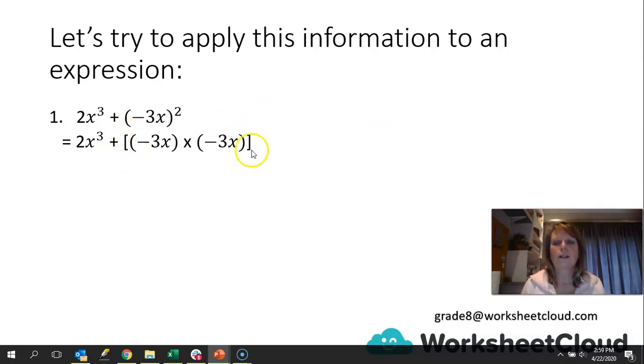I've just put the square brackets here to make sure it's differentiated from the other part of the expression. Minus 3x times minus 3x: a minus times a minus is a positive. 3 times 3 is 9, and x times x is x squared. So we would write it like that: 2x to the power of 3 plus 9x to the power of 2. Just a thing to notice, when you have an even number as an exponent and you've got a minus here, generally your minus goes away because minus times a minus is a positive.